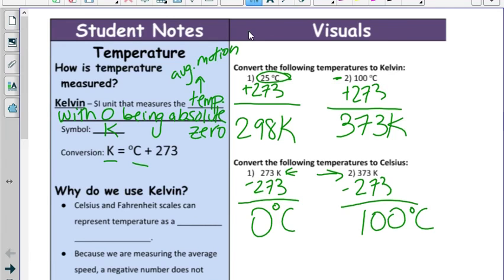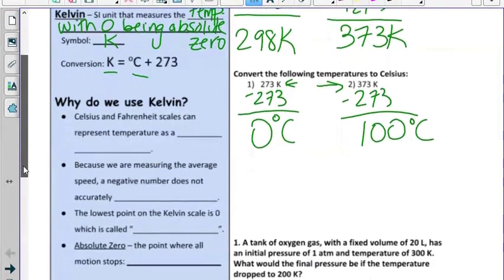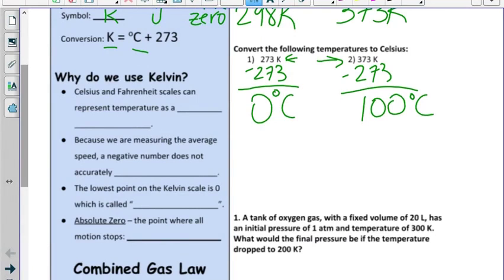All right. So why exactly do we use Kelvin? Well, the reason we use Kelvin, and we talked about this already, is that Celsius and Fahrenheit scales can be negative. So they can represent temperature as a negative value. Well, we don't want to do that because when we're measuring temperature, we're measuring the average speed, and a negative number does not accurately describe particle motion.